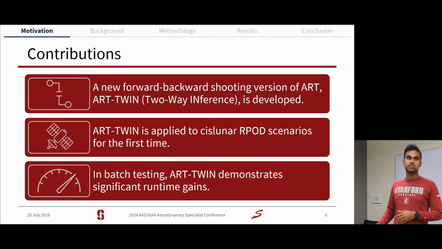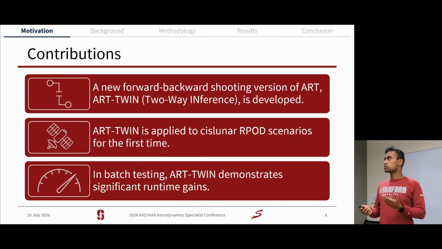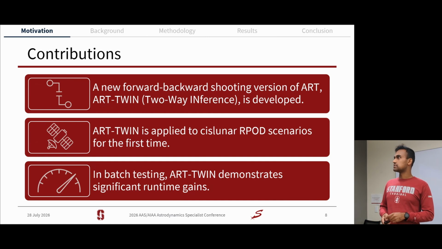So the contributions this paper proposes are: we create a new version of ART using forward-backward shooting called ART Twin. And we apply this new model to cislunar RPOD scenarios, and we find that in individual and batch testing, ART Twin demonstrates significant gains in runtime and efficiency.